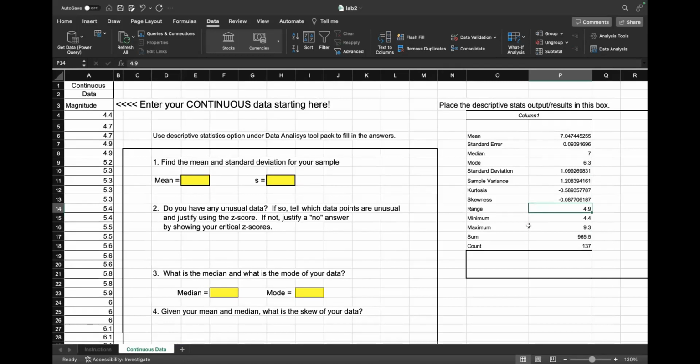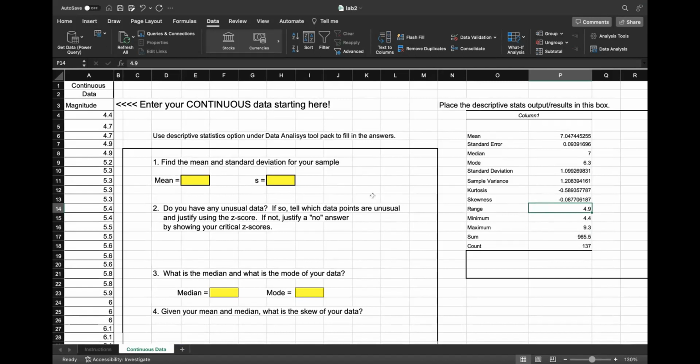So the point of this lab is for you to use Excel tools for everything you can possibly use Excel tools for. So I don't want you to type numbers in boxes. I want you to use the Excel tools. So take a look here.